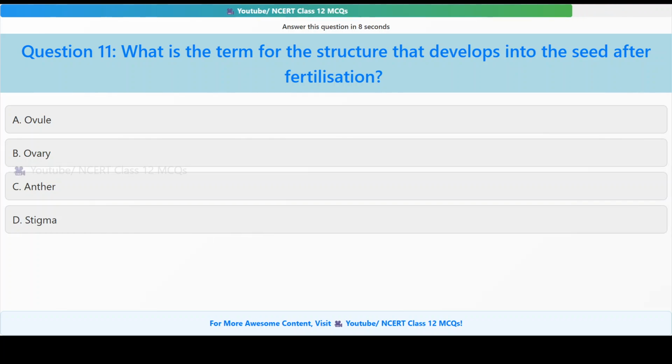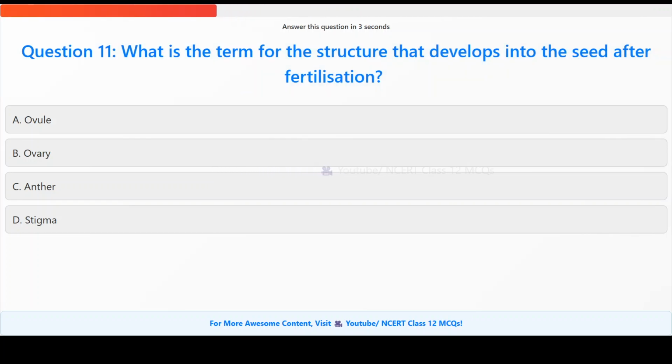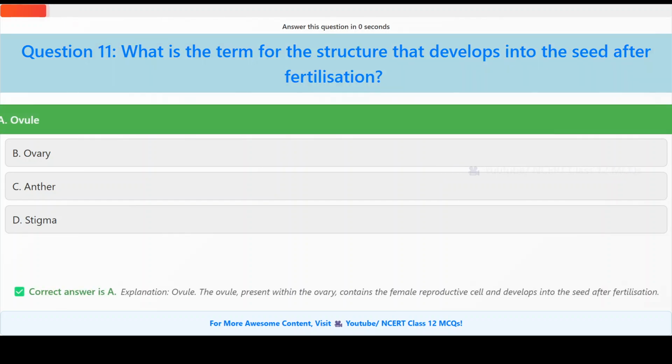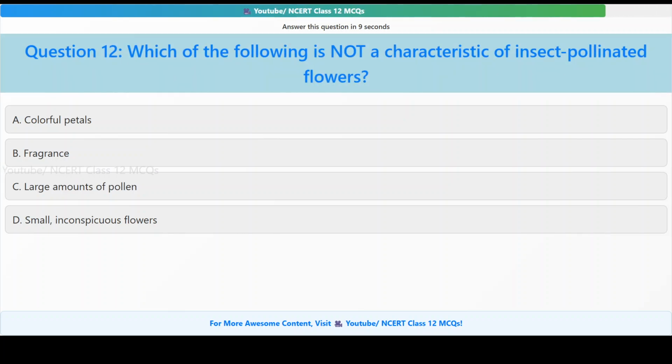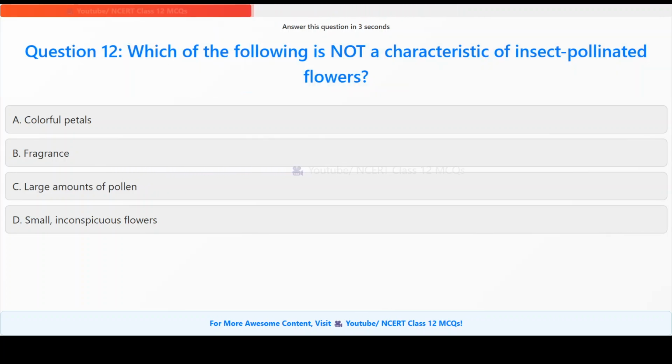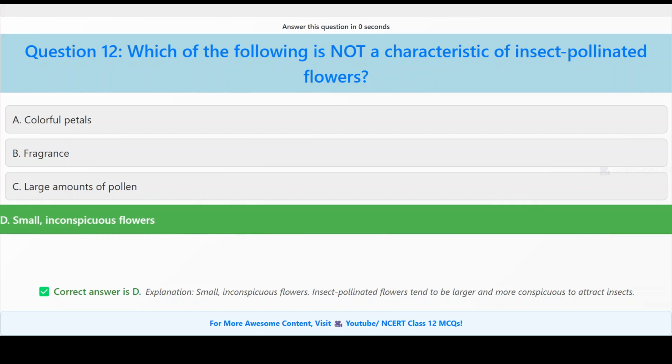Question 11. What is the term for the structure that develops into the seed after fertilization? Ovule. The ovule, present within the ovary, contains the female reproductive cell and develops into the seed after fertilization. Question 12. Which of the following is not a characteristic of insect-pollinated flowers? Small, inconspicuous flowers. Insect-pollinated flowers tend to be larger and more conspicuous to attract insects.